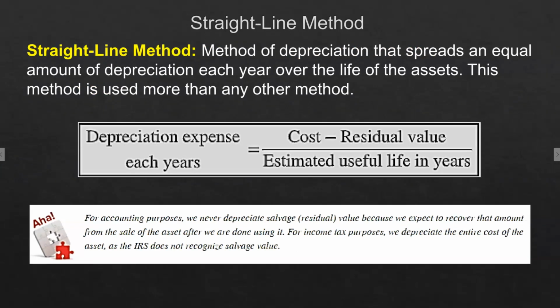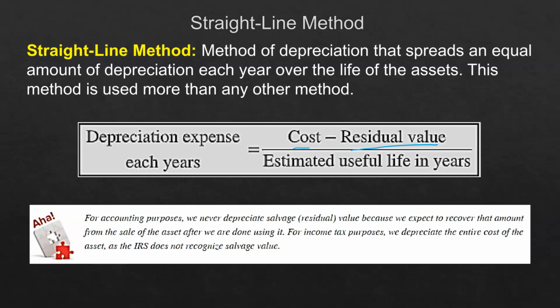And then this is our first method we're going to talk about, and that's the straight line method. This method spreads an equal amount of depreciation over each year over the life of the asset. And so to find this, we take the original cost, we subtract the residual value, and then we divide that by the number of years that it's stated is going to be the useful life. And so it's an exact amount each year, and it doesn't change.